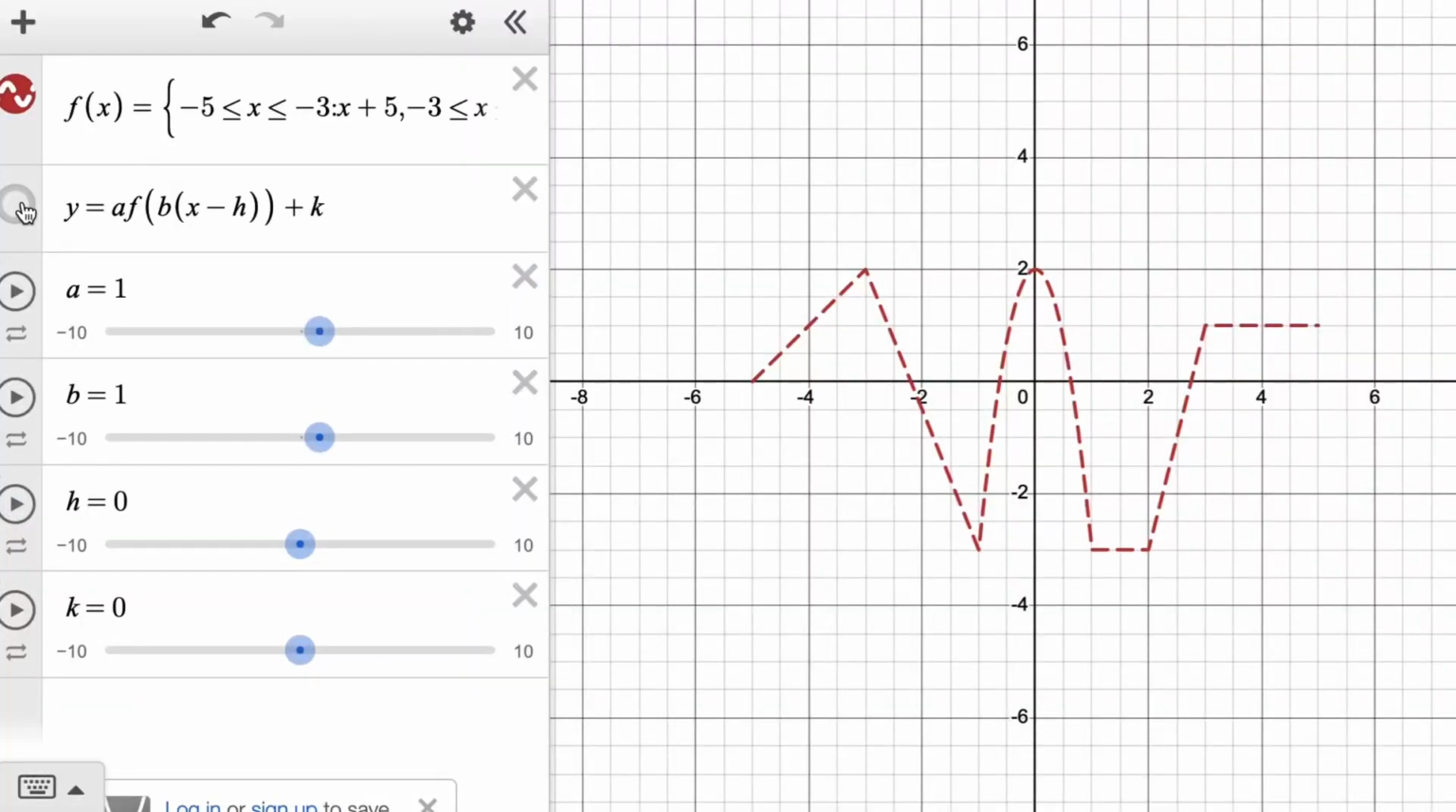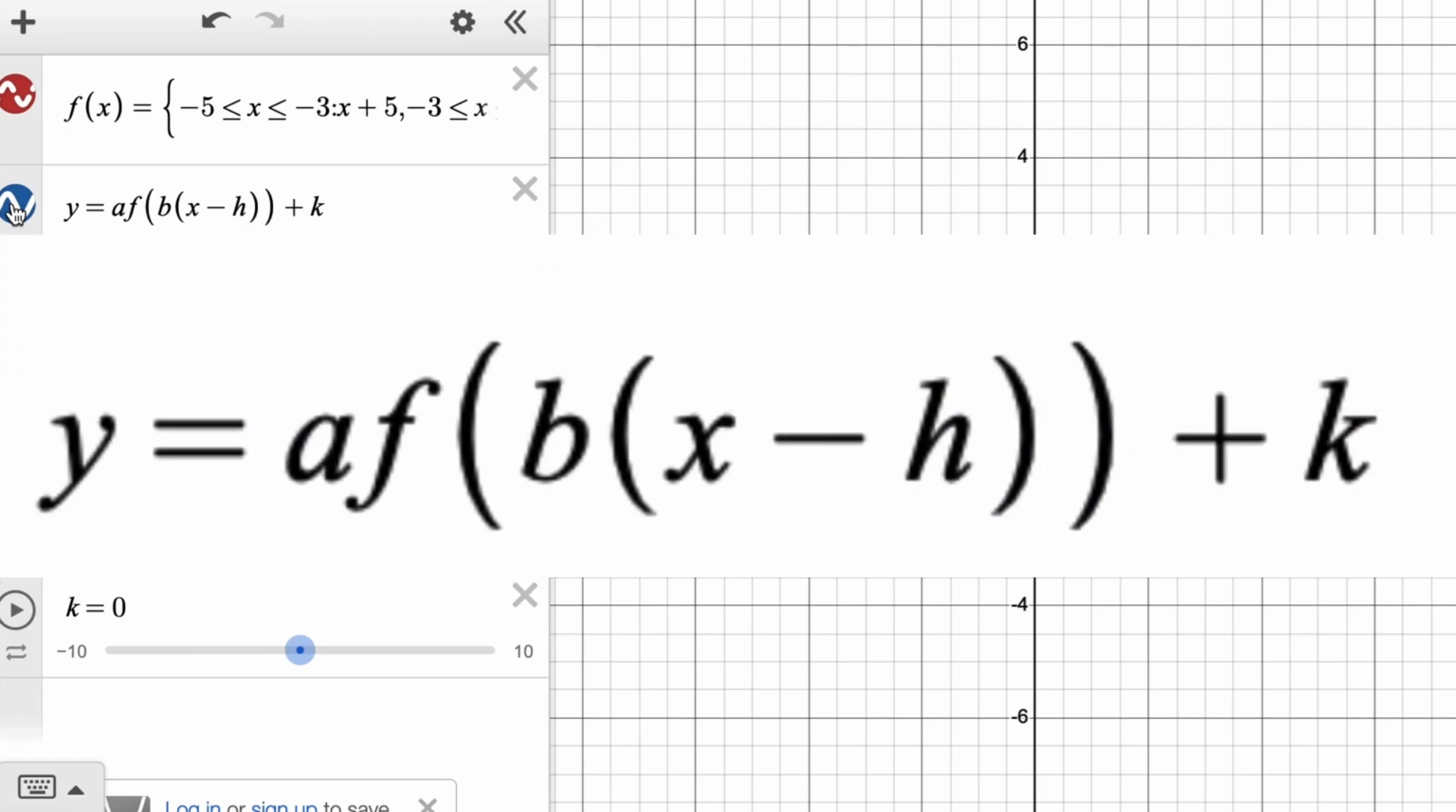Hello everyone. This video will show the general rule for transformation of function. In the graph here, you will see a piecewise function, and we will take this as our parent function. This blue graph right here will represent our transformed graph. Please notice that this is the graphing form of function.